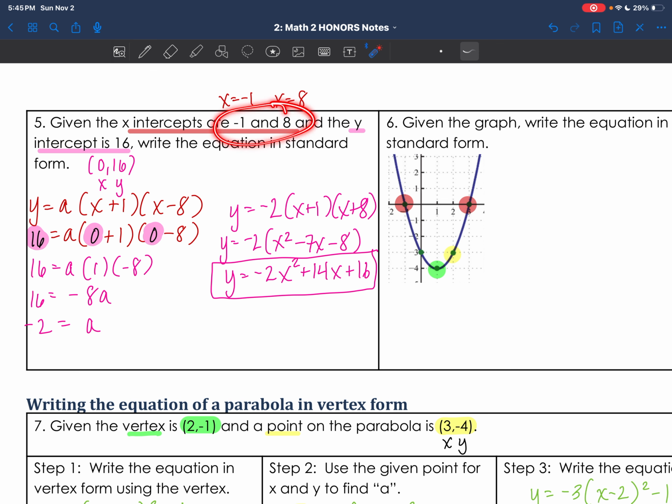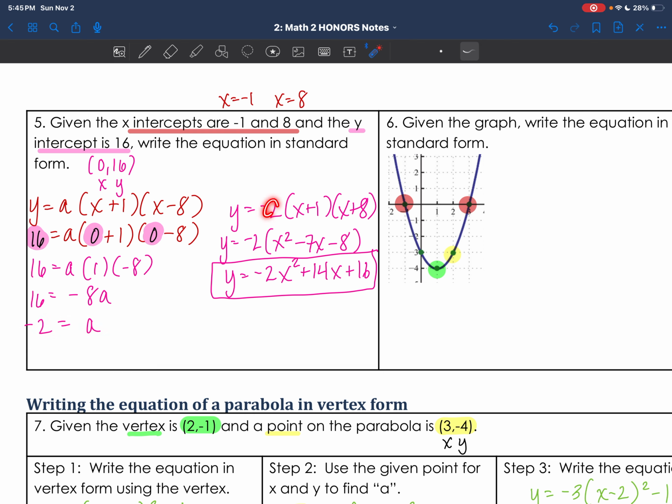So our intercepts are these. Our y-intercept is this, so we can write that as an ordered pair, where that's your x and this is your y, meaning we can substitute this here, and we can substitute this here where your y is. Now that we know all of our values, combine like terms, and then we've got -8a, divide both sides by -8, and you get -2 equals a.